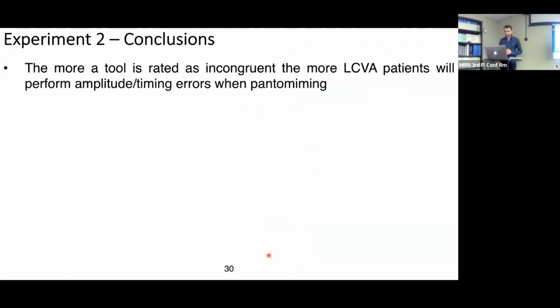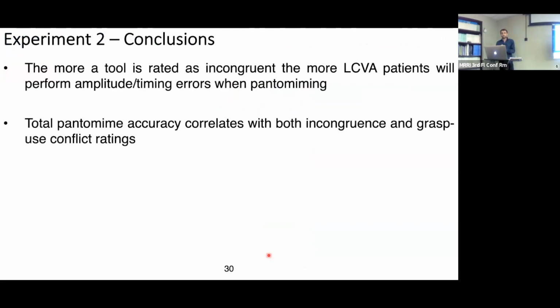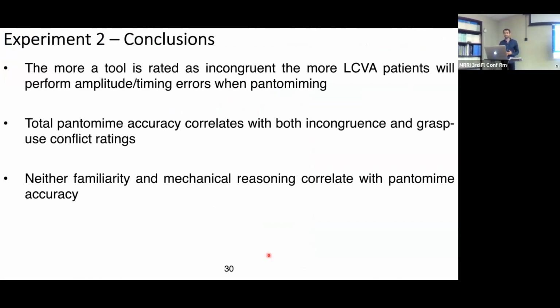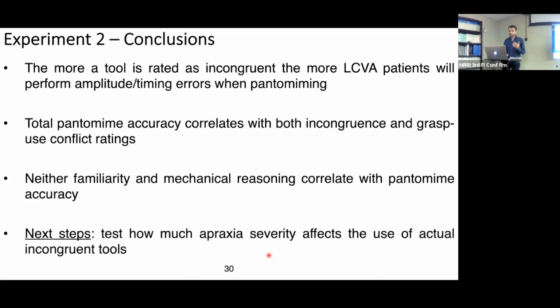So let me conclude about that. The more a tool is rated as incongruent, the more LCVA patients will make amplitude and timing errors when pantomiming. Also, total pantomime accuracy correlates with both incongruence and grasp-use conflict ratings. And neither familiarity nor mechanical reasoning correlates with pantomime accuracy. And then, again, next steps.